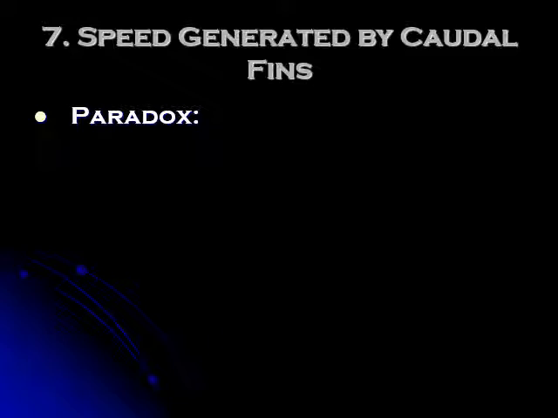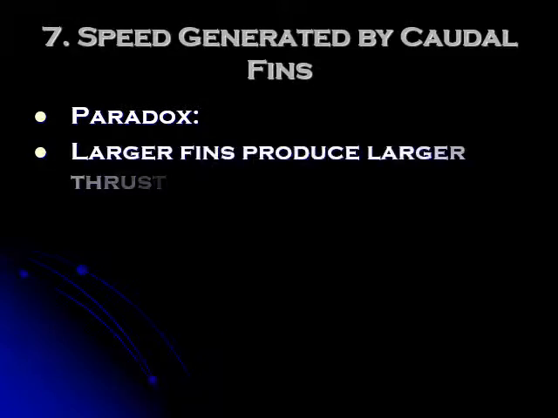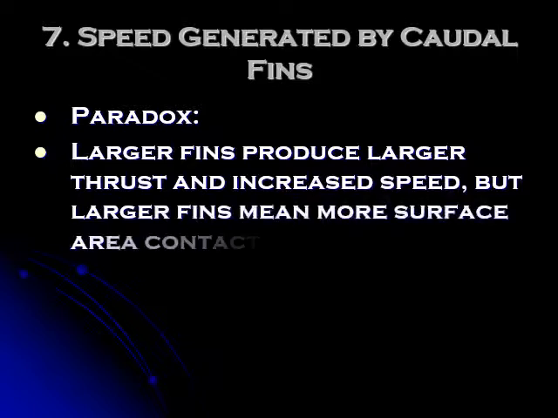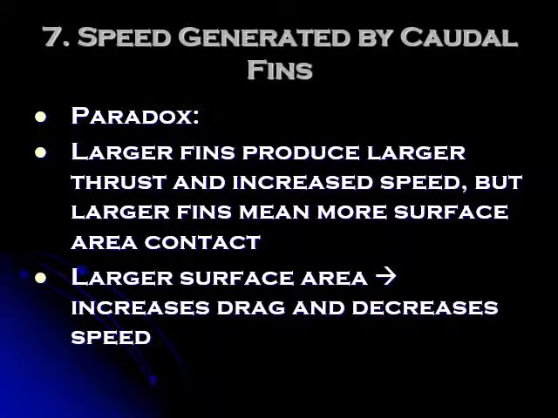Continuing on, we did a lab last week on the aspect ratio, and we have this paradox. Larger fins produce larger thrust and increased speed, but larger fins mean that you have more surface area that's going to be contacting the water. So the larger the surface area, the increased drag and the decreased speed that you're going to have. So is it better to have a larger surface area, or a smaller surface area? Well, it's better to have a smaller surface area, but we still need that large fin to generate all that thrust.